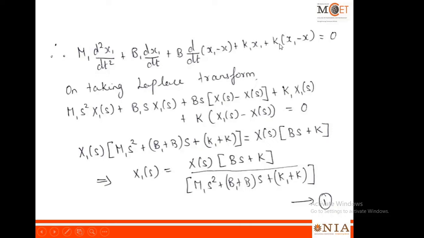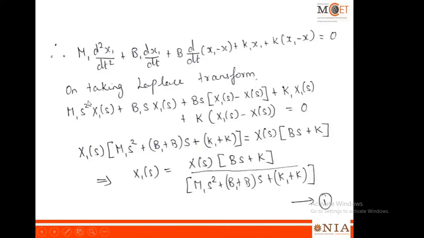So it is written like this, whereas k1 was purely connected only to node 1, so it is written as k1 into x1. There is no input force, so it is equal to 0. So this is the differential equation. Now take the Laplace transformation on it.